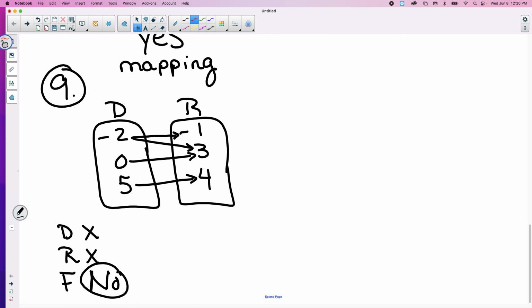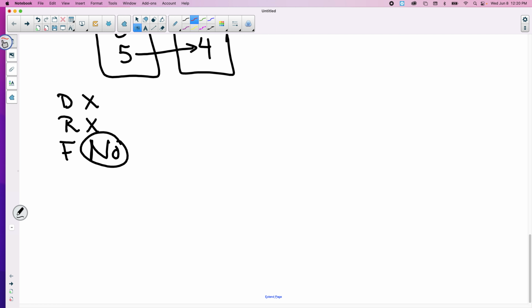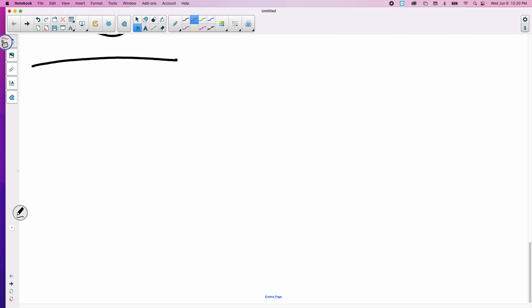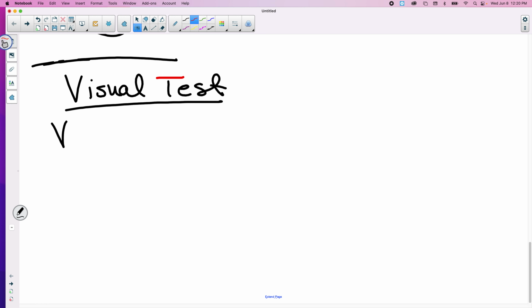Alright, last thing we need to talk about, I think, are the graphs. Okay, so let's look at those. Alright, so for this section, it says determine if the graph is a function, then state the domain and the range. Okay, so to see if a graph is a function, you have a visual test. I think you guys were talking about that. And it's called the vertical line test.